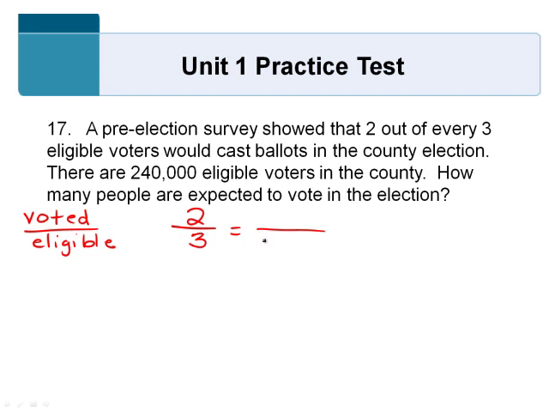So the 240,000 is going to go on the bottom, because that's how many eligible voters there are, and we want to know how many are going to actually go in and vote. Okay? So, we cross multiply.